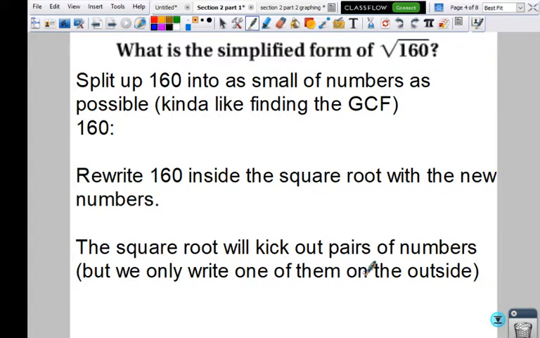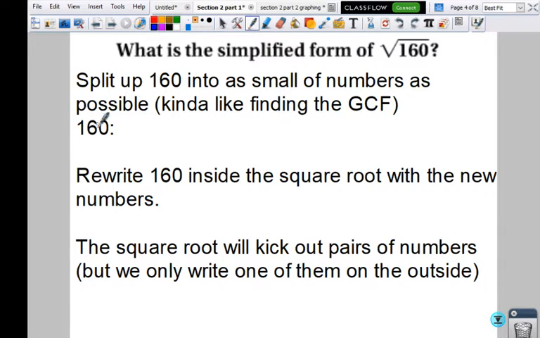So what we're gonna be doing mostly though is simplifying radicals that aren't as nice. So I have the square root of 160, right? What I'm gonna do is split up 160 into as small numbers as possible. You guys remember when we did the GCF and made that big list? We're gonna do that. We're gonna make a list.